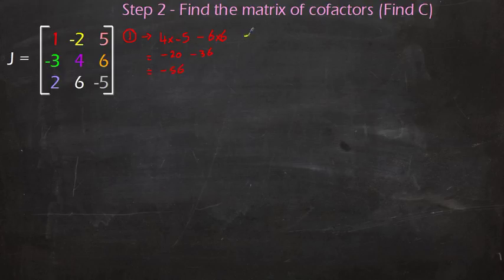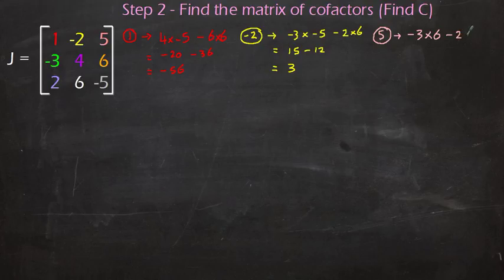And then later on what we'll do is change the sign of every other element. So the first one's minus 56. The minus 2 gives us minus 3 times minus 5, take away 2 times 6, which is plus 15, take away 12. It looks a bit familiar because this was similar to what was in the determinant. And the cofactor of 5 will be minus 3 times 6, take away 2 4s. That's minus 18, take away 8.